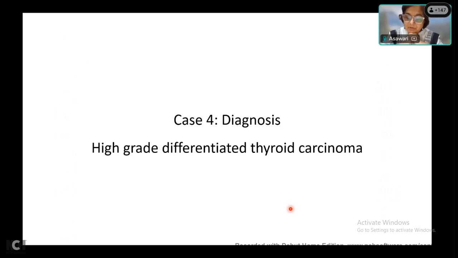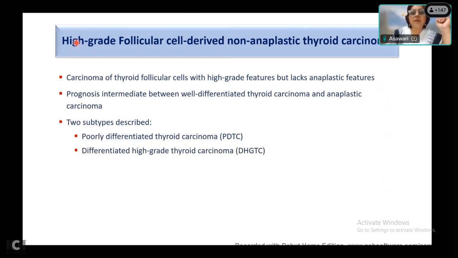Widely invasive follicular carcinoma, that's what it was called earlier, and we used to say there is necrosis and high mitosis. But now these are separated out from other follicular carcinomas, because those showing necrosis and a high number of mitoses, five or more, are known to be associated with poorer prognosis. So this is called high grade differentiated thyroid carcinoma, and this entity has been included in the new WHO 2022 classification.